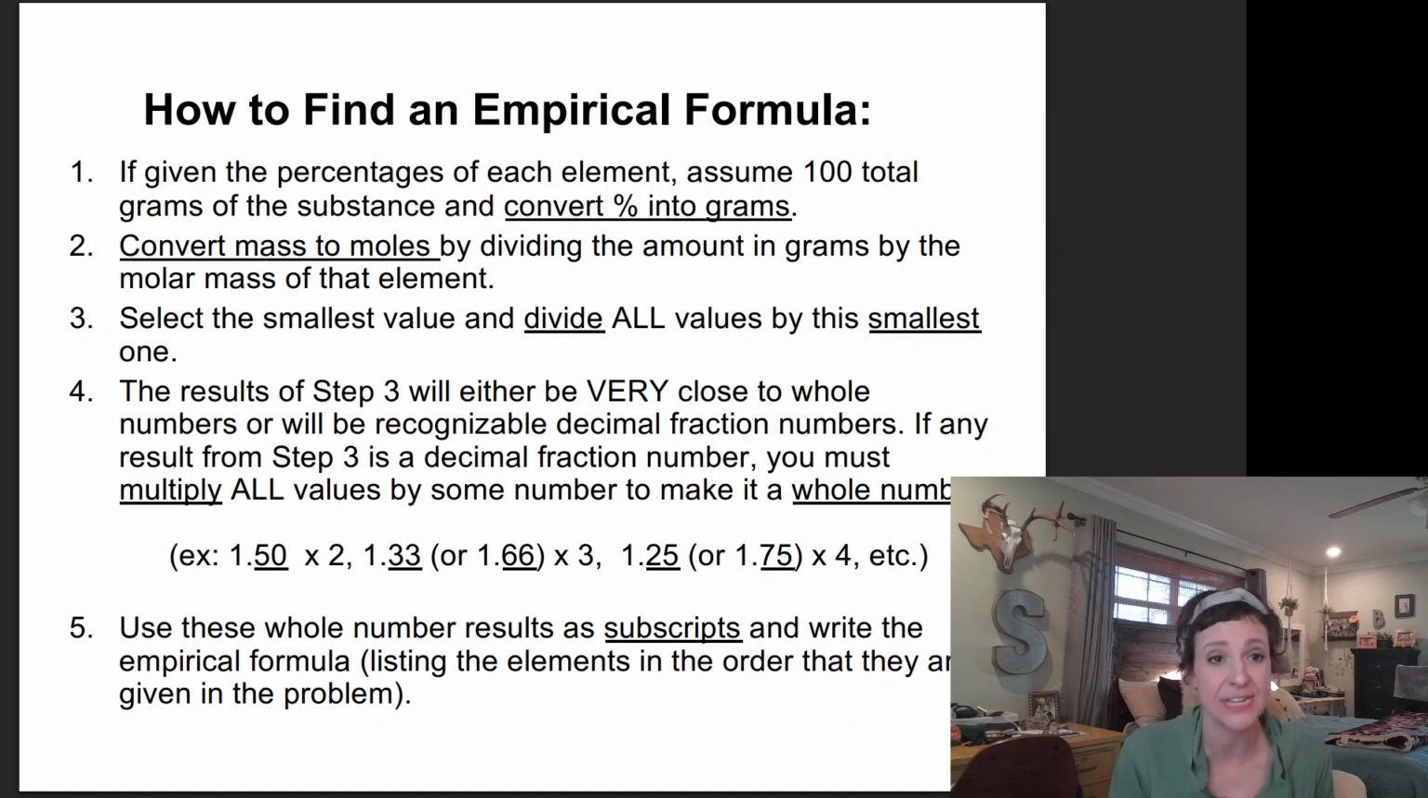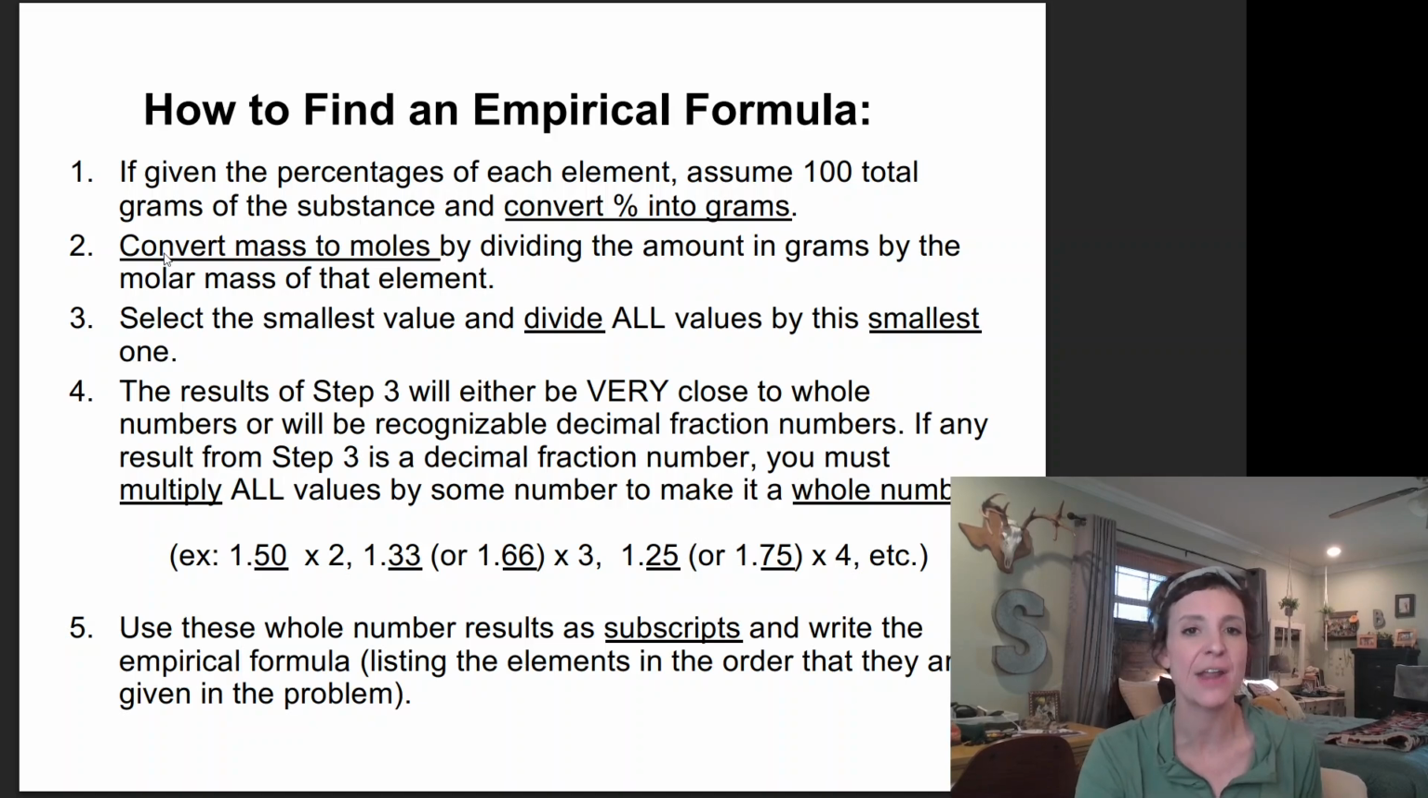If you have to use step number 4, it says the results from step 3 will either be real close to whole numbers, or it will be recognizable as a decimal fraction number. Okay, so if any result from step 3 is some sort of obvious decimal fraction number, you must multiply all of those mole values by some common number to make them all whole numbers. Y'all are like, what is even happening here? When we get through the practice examples, this will make a whole lot more sense.